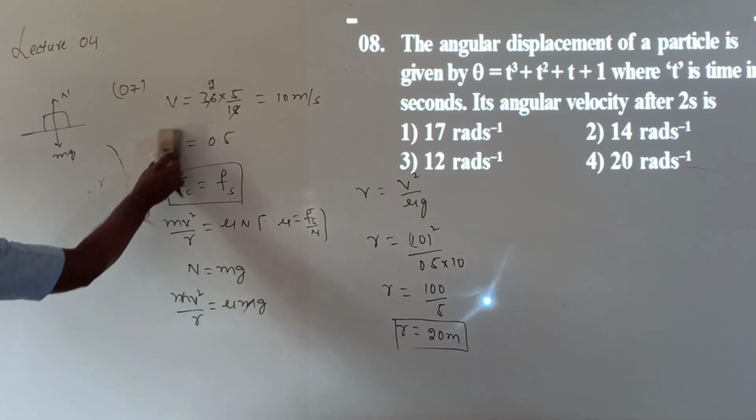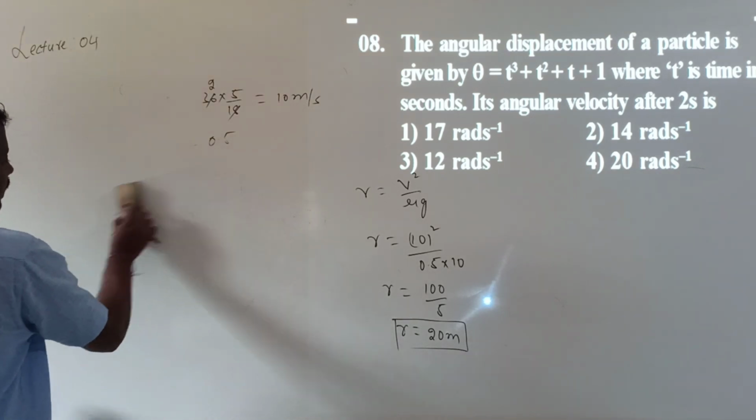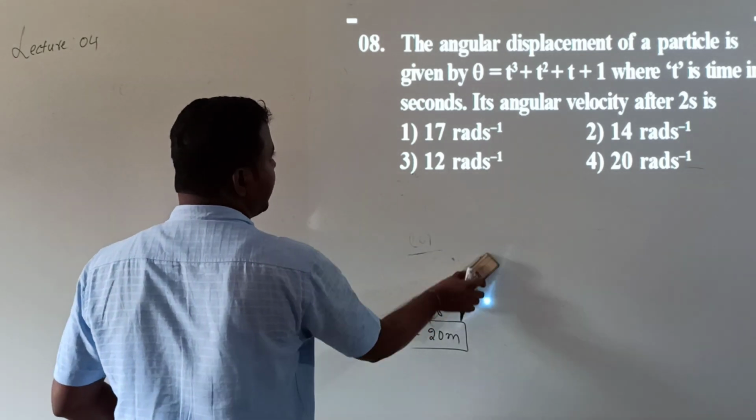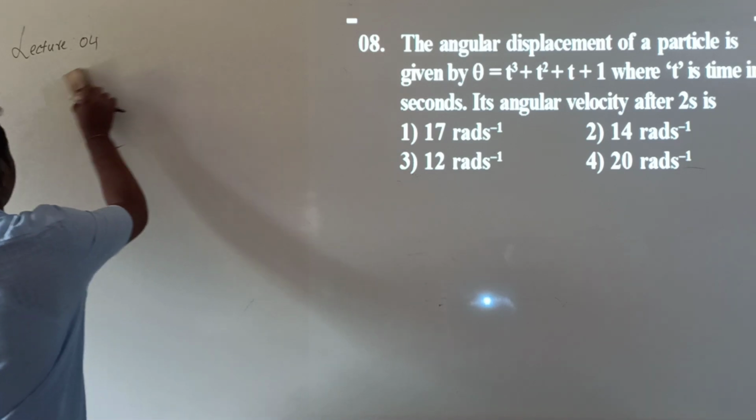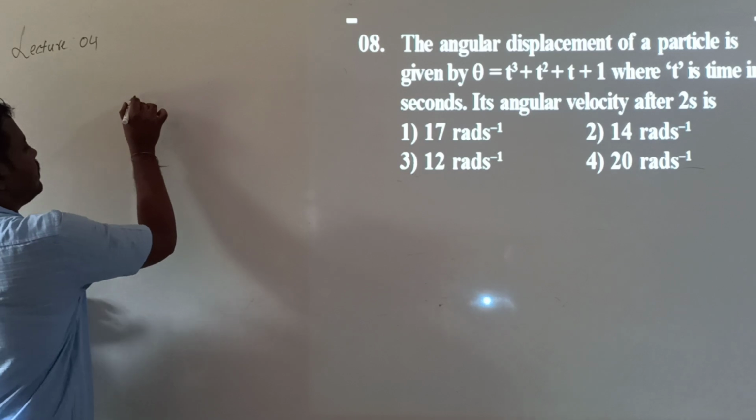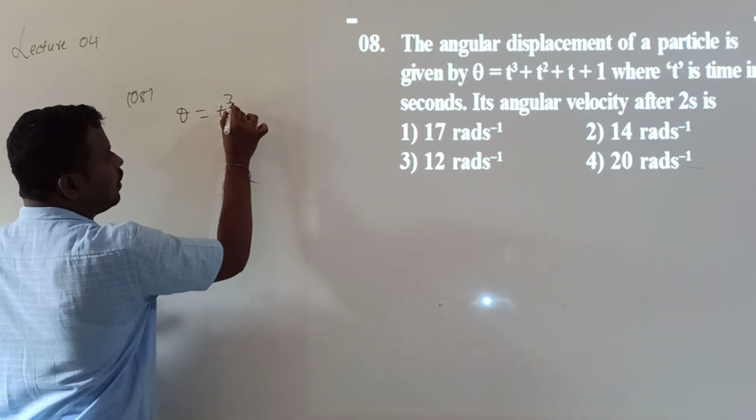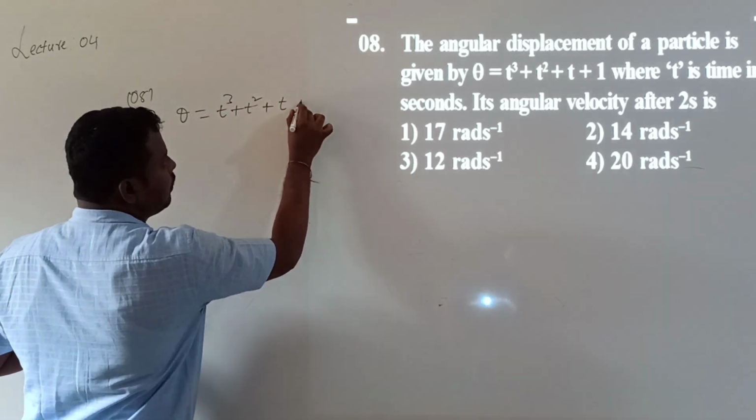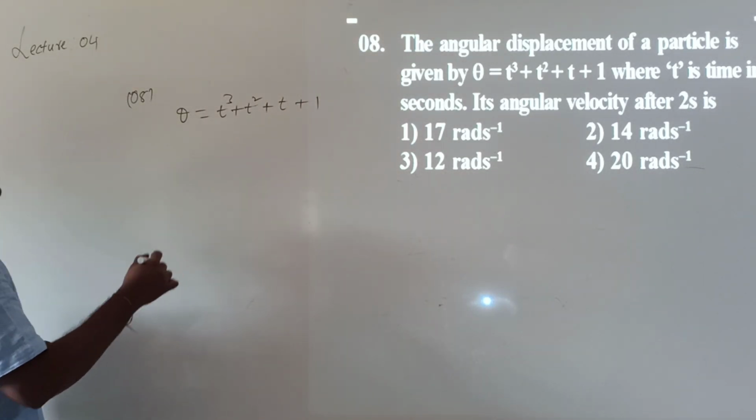Question number 8. So what is this? The angular displacement of a particle is given by theta is equal to t cube plus t square plus t plus 1. They are asking what is the angular velocity after 2 seconds.